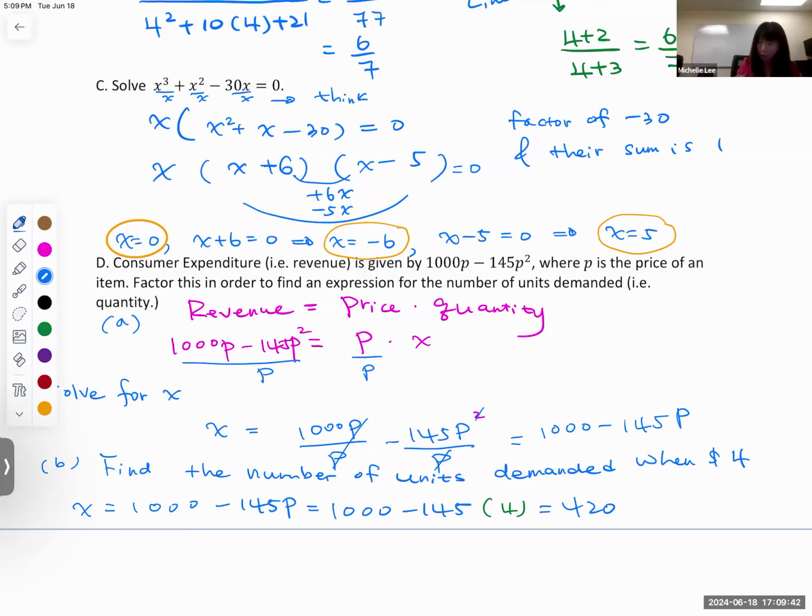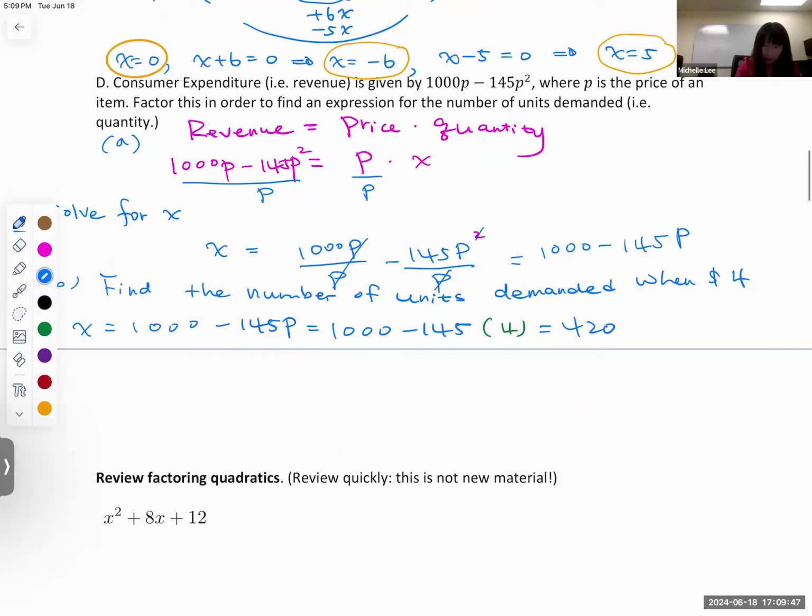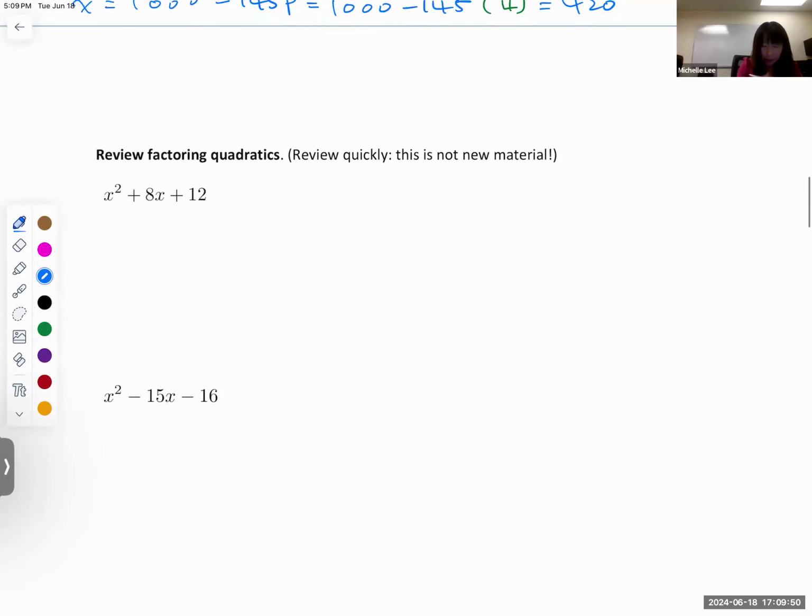That is the 420 number of units demanded. All right? Okay, let's go. This one, factoring quadratic. So once again, we need to think factor over 12 means times factor over 12. So one number we make a product to make a 12. At the same time, we add them to get 8. So think about that.